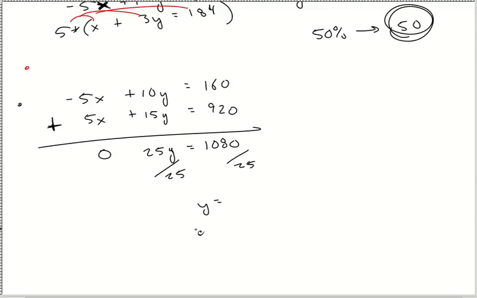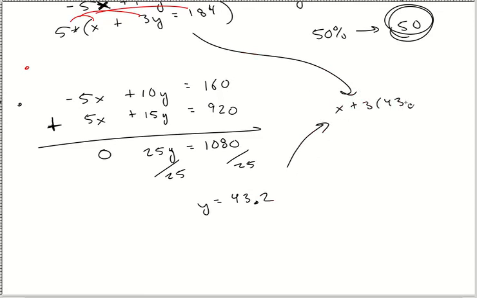And I got a fraction. Well, I think they're wanting decimals right now, so 43.2, and this is a percentage, okay? We're not done. Let me go ahead and take this right here. And so I've got my x plus 3 times y is equal to 184. Now, this is where it gets a little sticky.